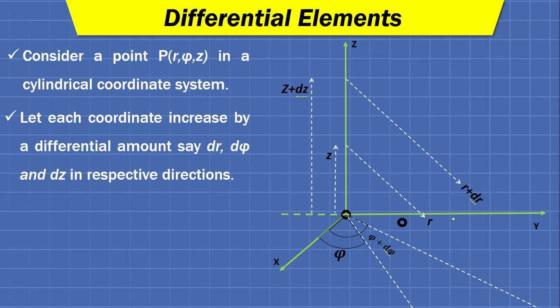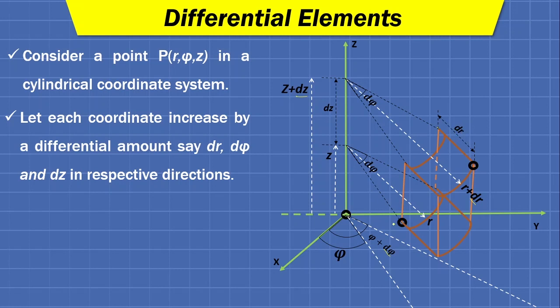So another point can be represented, and if we join these two points, then we will have a semi-cut pie type shape, which is the differential element in cylindrical coordinate system. And we can define the edges by, because this point is having the radius r, this point is having radius r plus dr, so this difference will be dr.